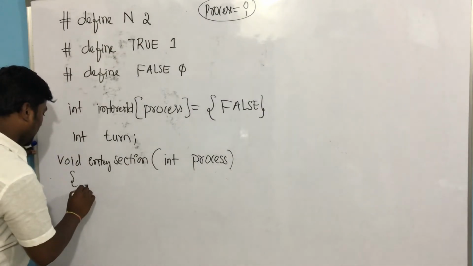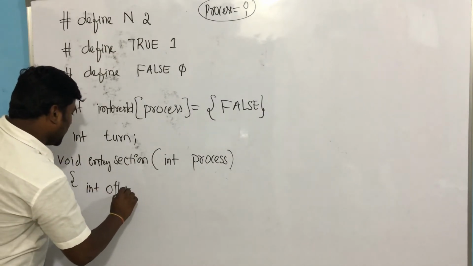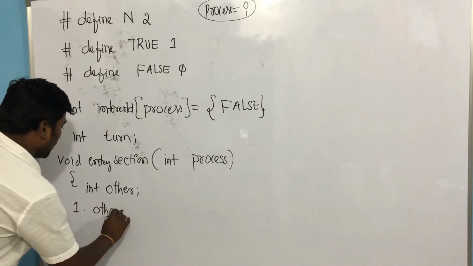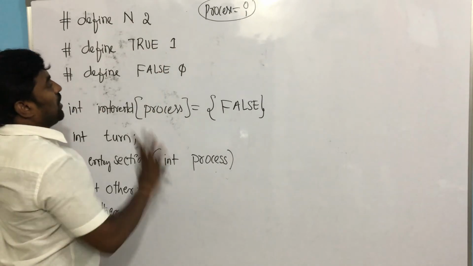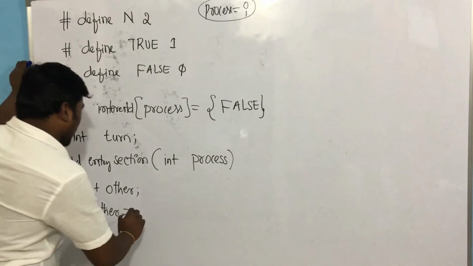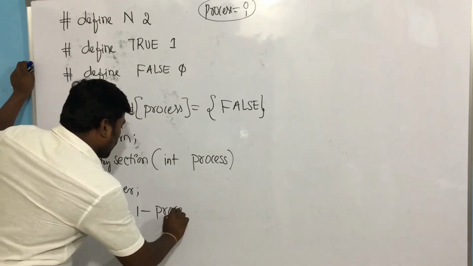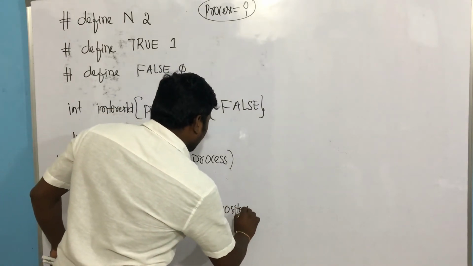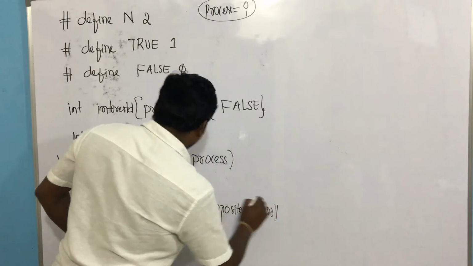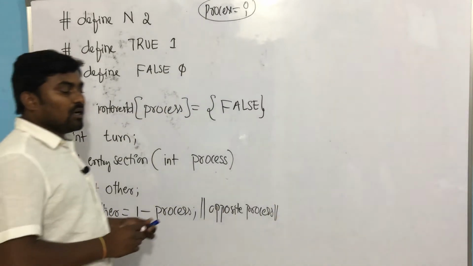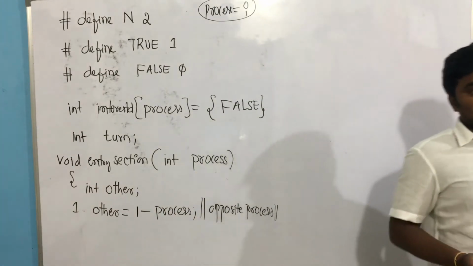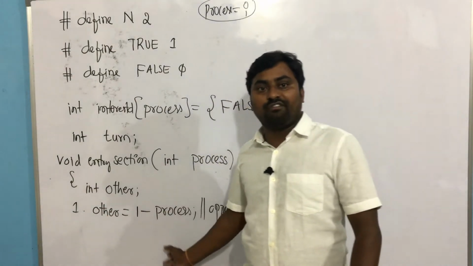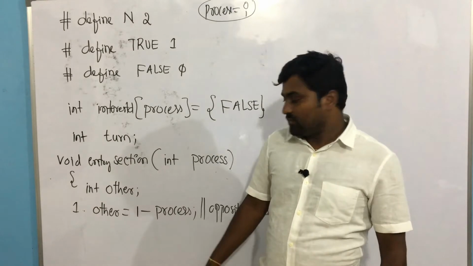I'll initialize int other variable. Now step number 1. Who is other? Suppose the process is P0, then 1 is the other, right? So now other equals 1 minus process. Can I write 1 minus process? This is nothing but the opposite process. Any doubt here? So I am defining another variable called other. Other is nothing but, if I is the process, J is the other. That you have to understand. You can write other equals not of process. If J is the other, J equals not of I, I equals not of J, you can write it. So that could be anything.